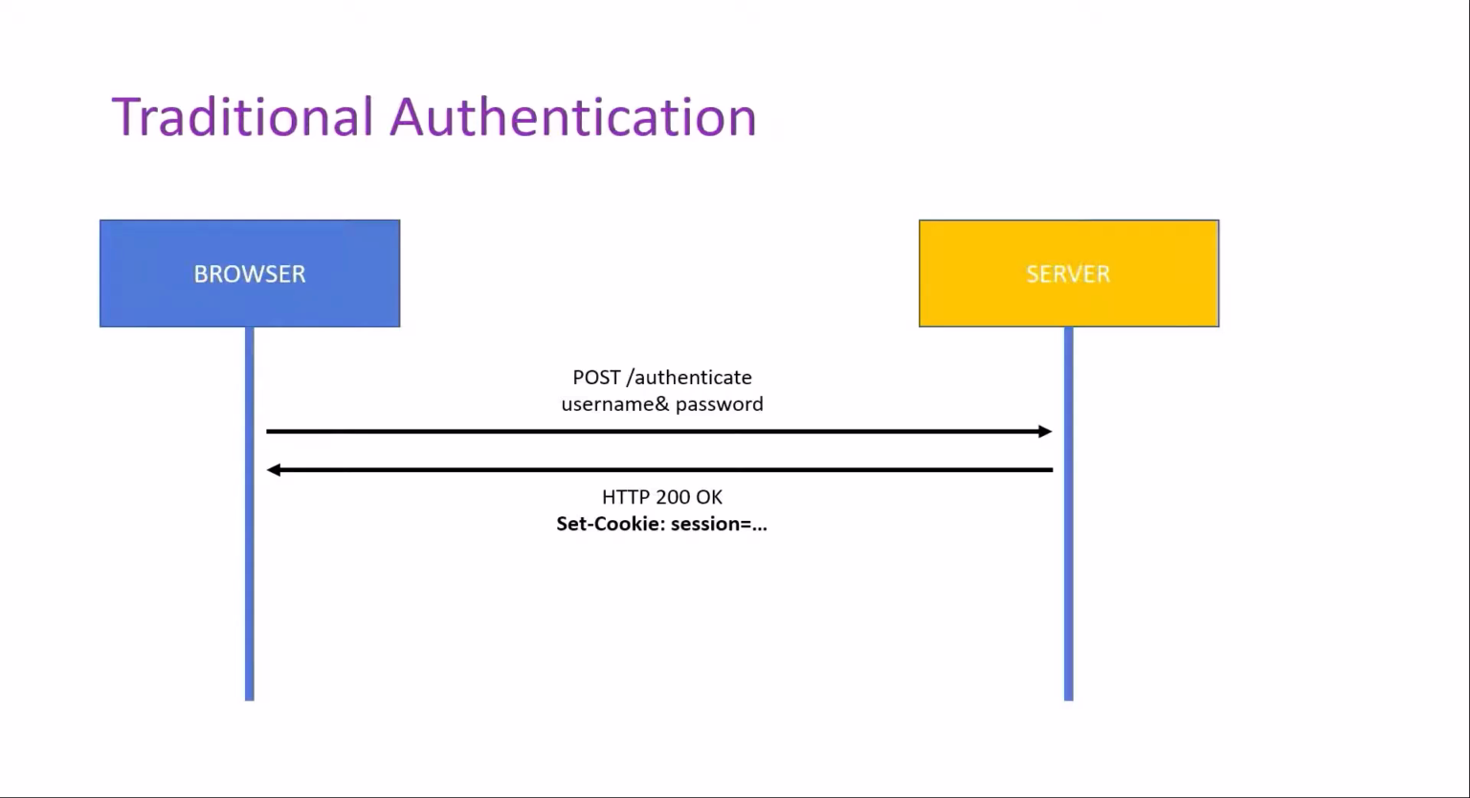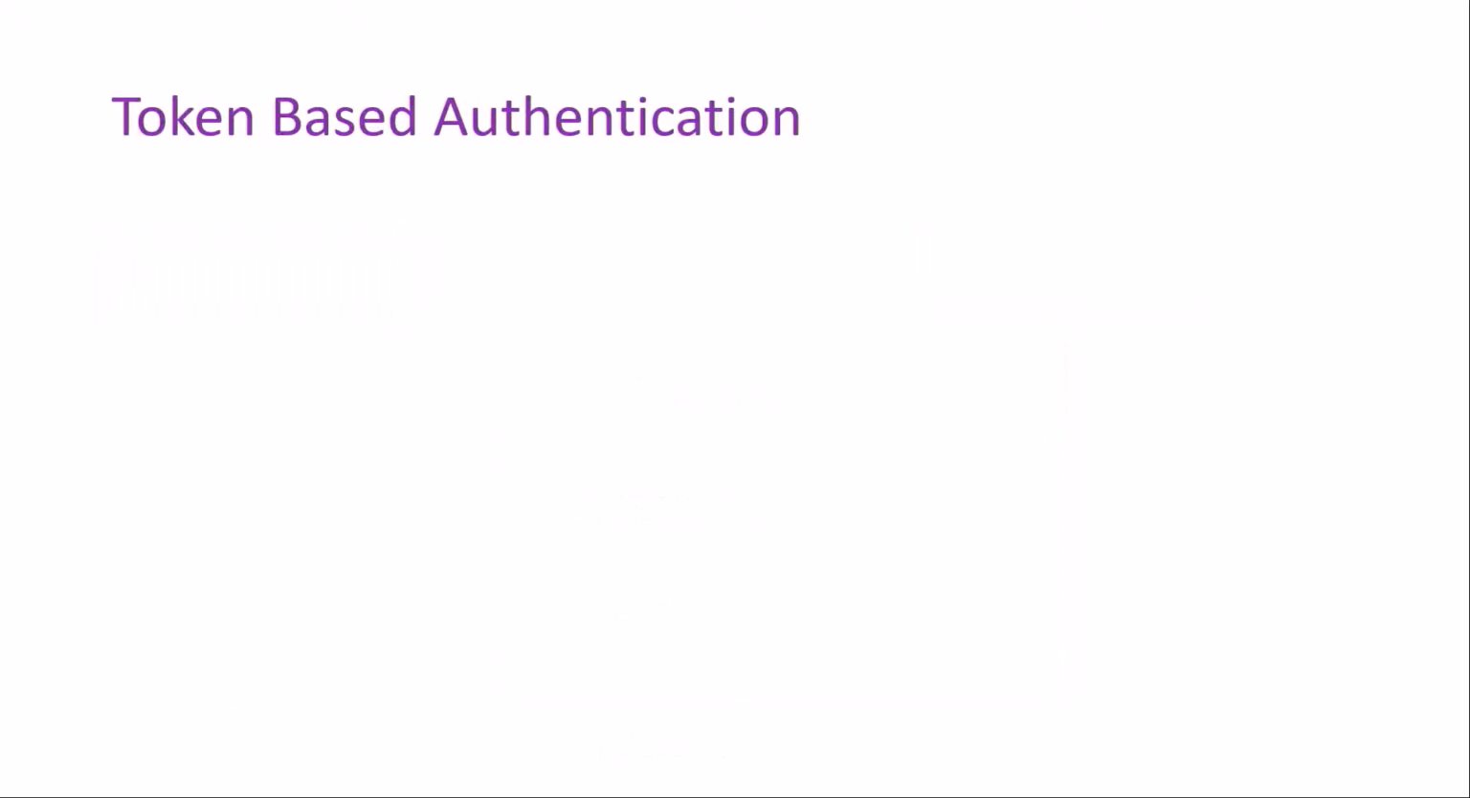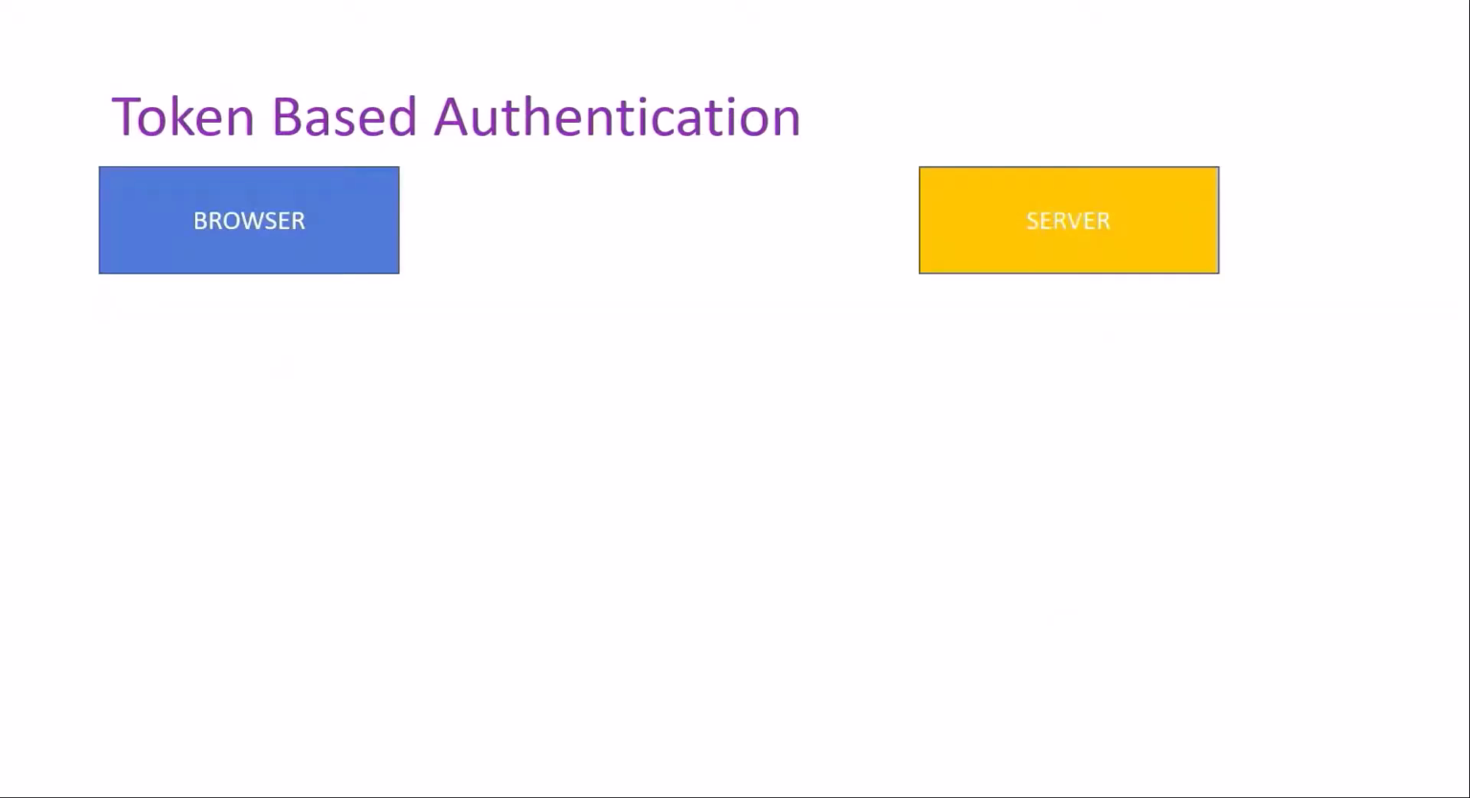And then if the user wants to get some data from the API, along with the request, the cookie with the session ID is passed in the request, which then gets verified by the server, and the data is returned in an HTTP 200 OK response. The same way in the token-based authentication, we have a browser and a server.